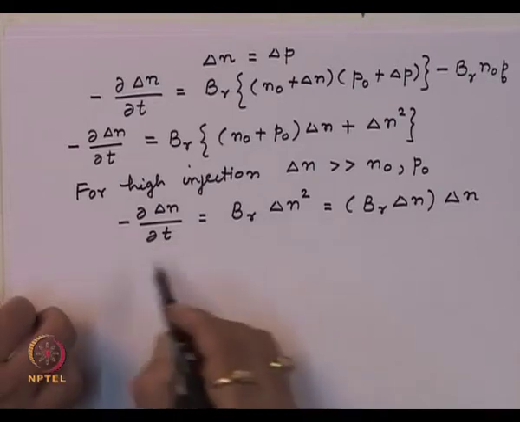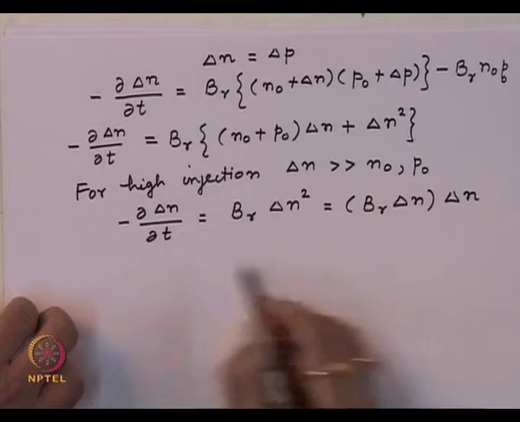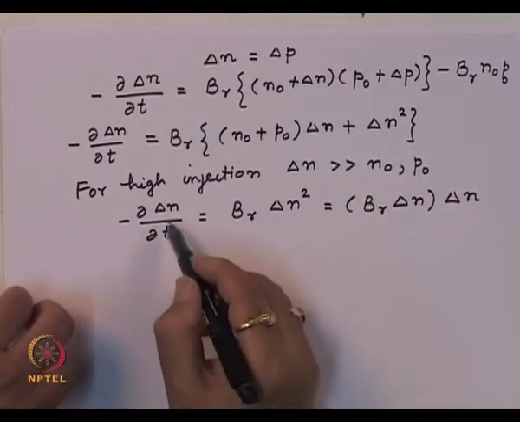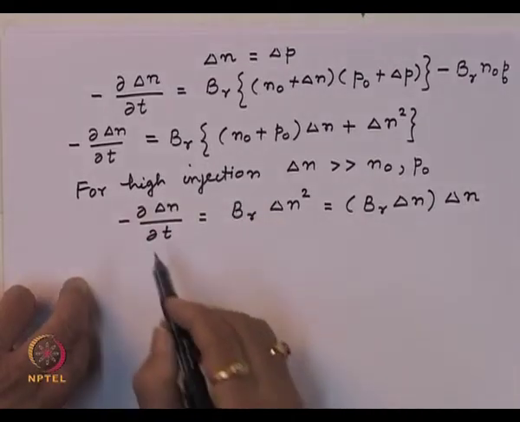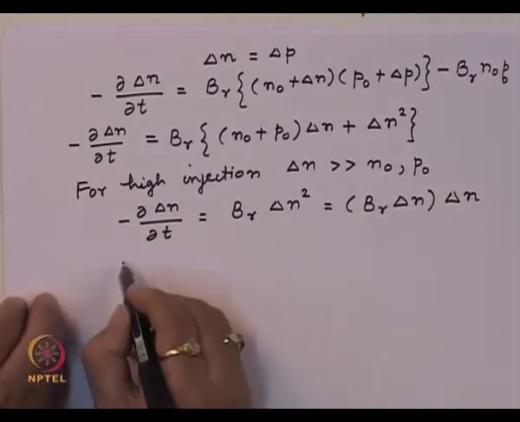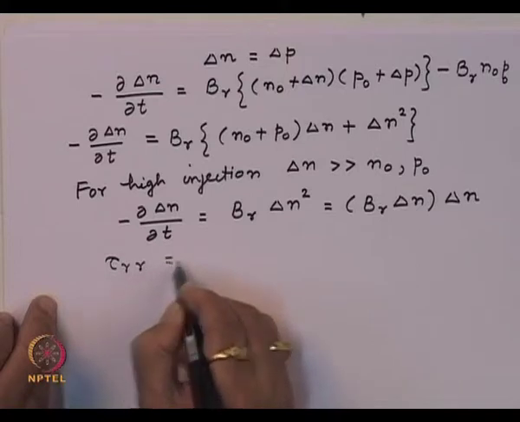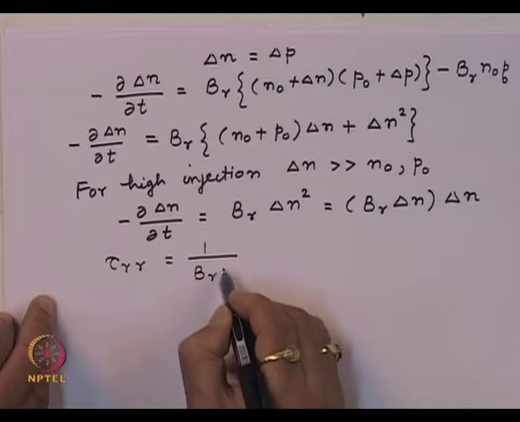So, then the radiative recombination lifetime essentially is 1 upon this quantity. This is a simple first order differential equation which gives that the injected carriers exponentially decay with a lifetime which is 1 over this quantity. So, you get here tau rr equal to 1 upon Br into delta n.